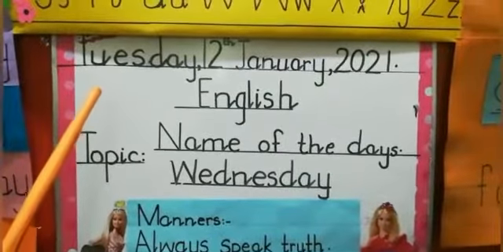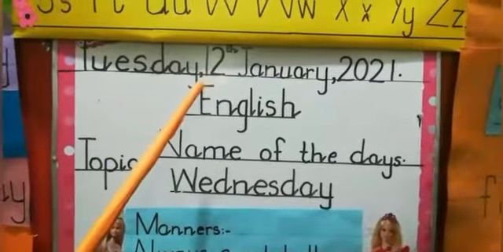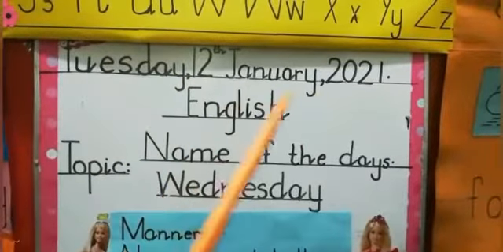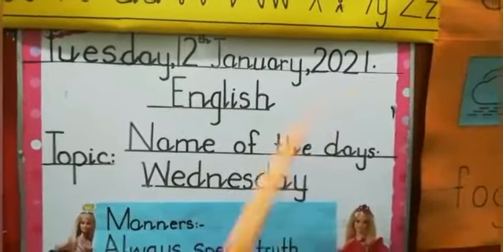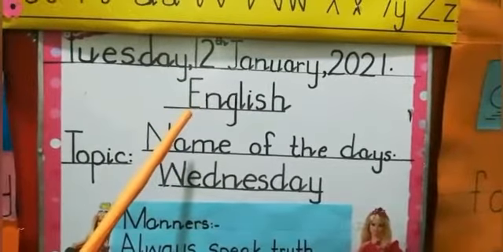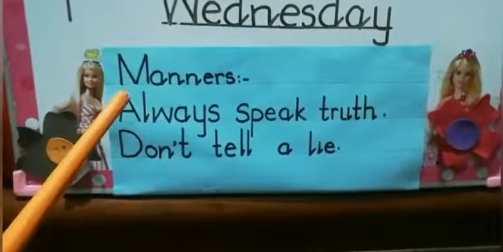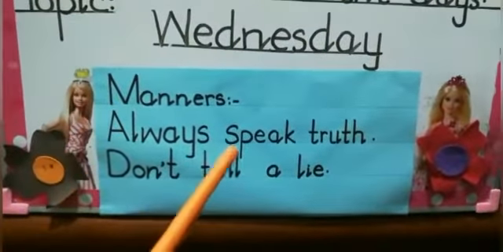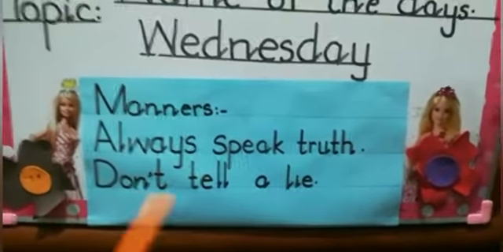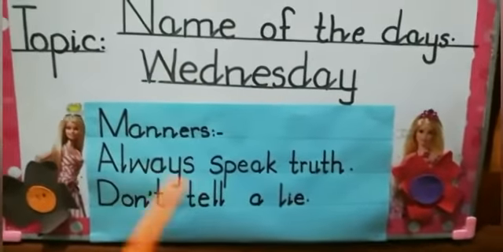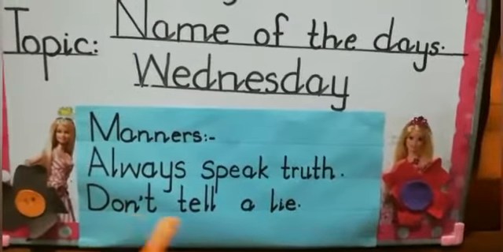What is day today? Today is Tuesday, date 12th, month January, year 2021. Which period is this? English period. Manners of the week: Always speak truth. Don't tell a lie. Always speak truth. Don't tell a lie.